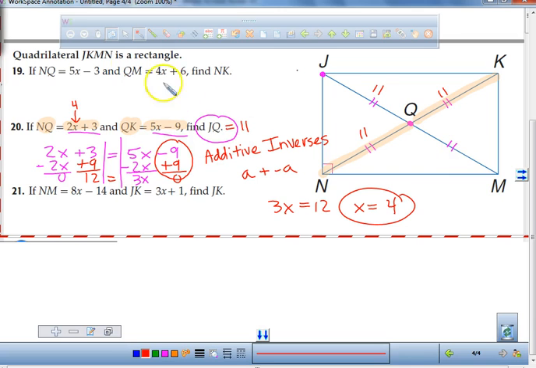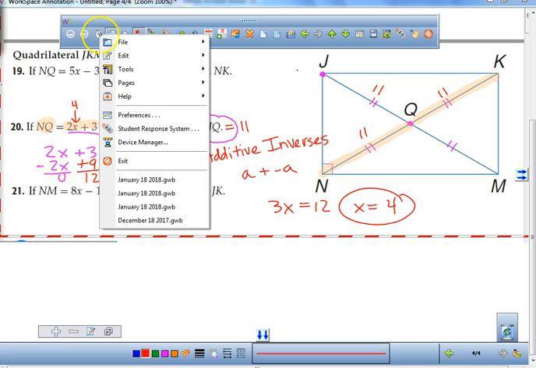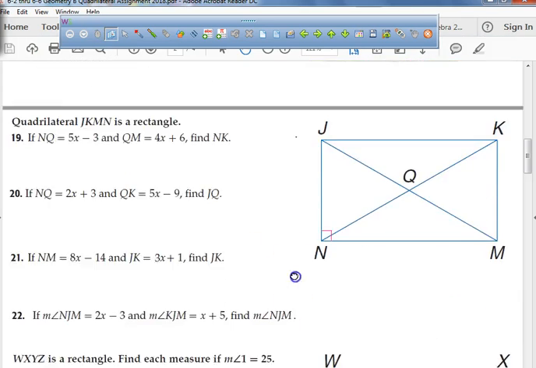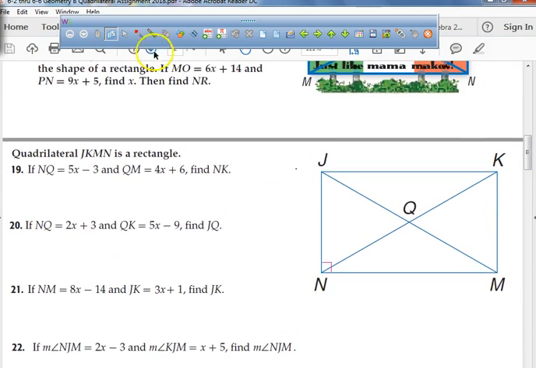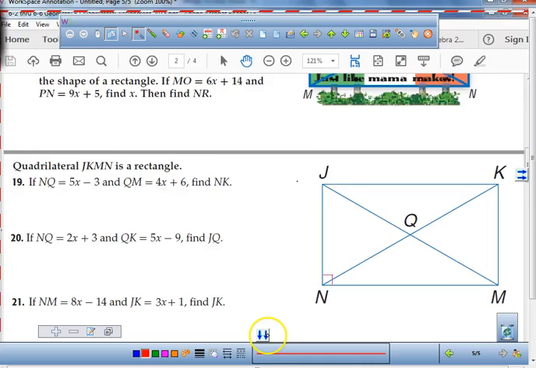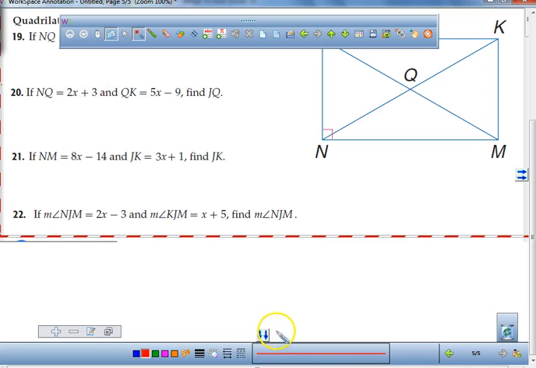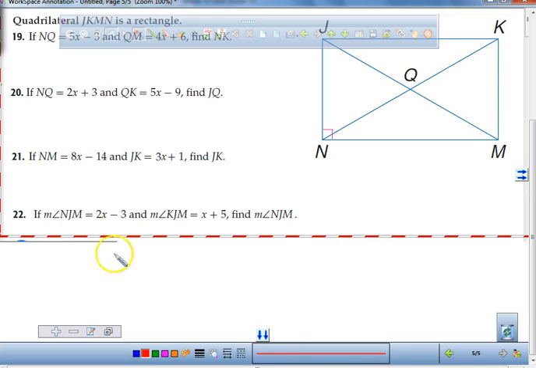Okay? So we're going to go over a couple more, and then you guys have some homework tonight. Okay? Oh, yeah. You're having homework. So right now, we are not going to do number 21 because number 21 is just like number 19 and just like number 20. We're going to do number 22.